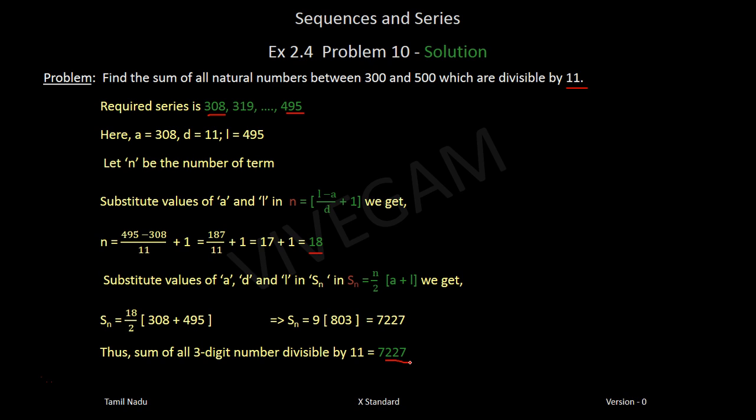You got it? It's very similar to the previous problem. Only thing is they say the numbers are between 300 and 500. So the first step is to find the series. Once we find the series, you identify the first term, the last term, and the common difference. Common difference is already given because it just says divisible by 11. Once you know these three pieces of information, you calculate n, the number of terms in this series. Once you know n, you can use this formula and calculate the sum of those terms.